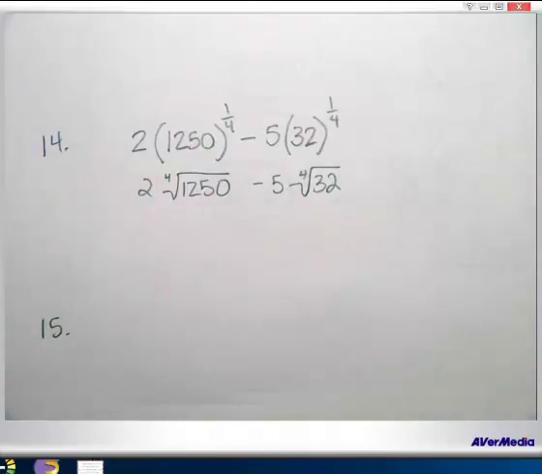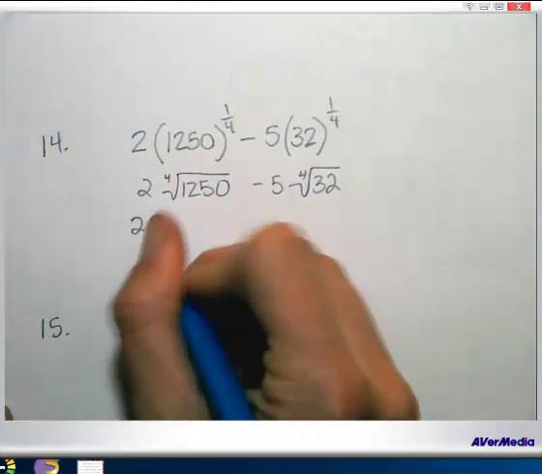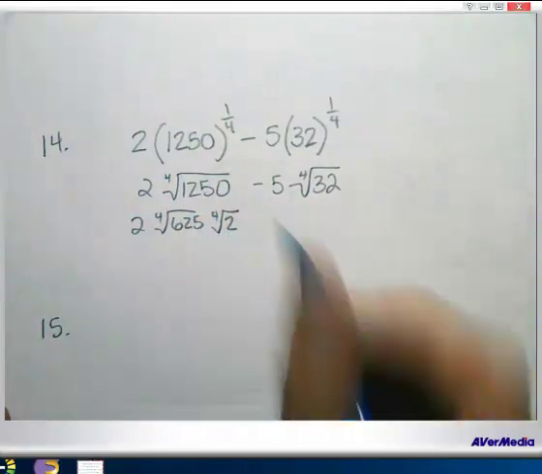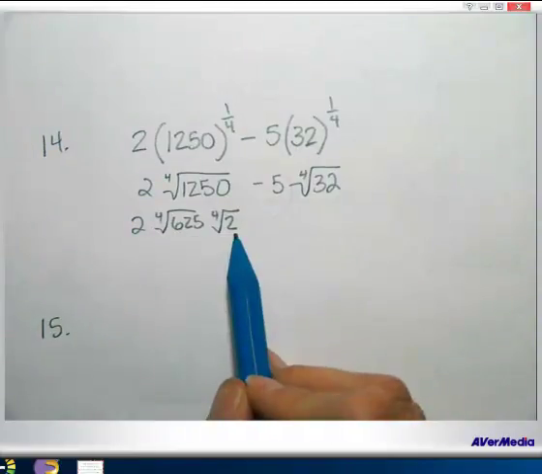So with the 1250, help me out, use your calculator. Start to look for, do any of those powers of 4 go into the 1250? So try like the 16, the 81, the 256, the 625. 625 does? How many times? So 625 times 2 is 1250.